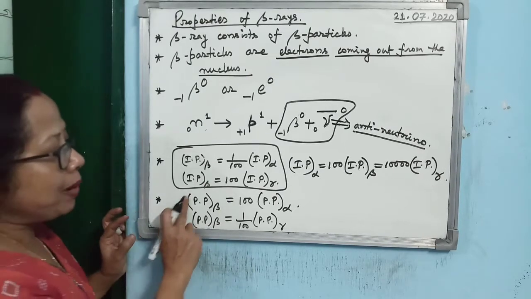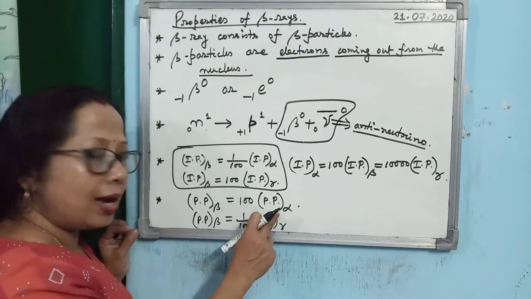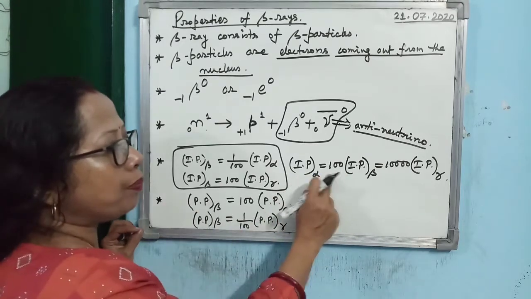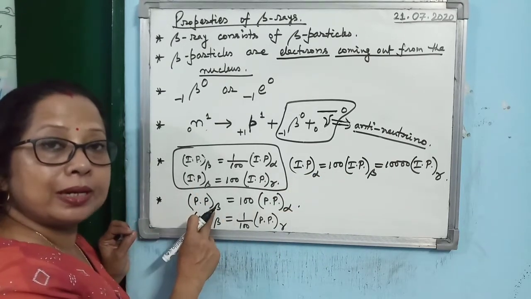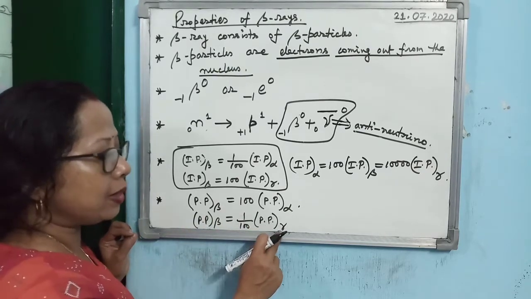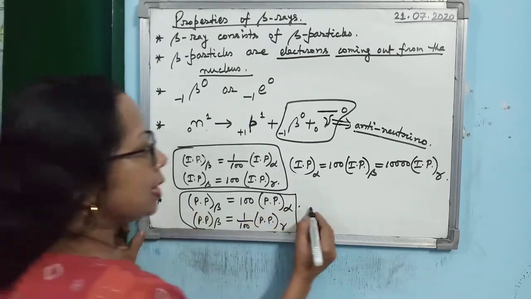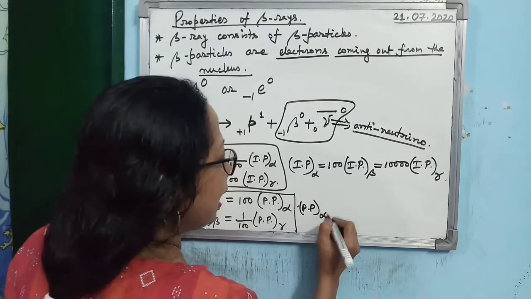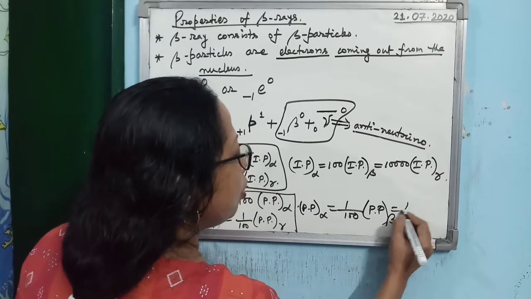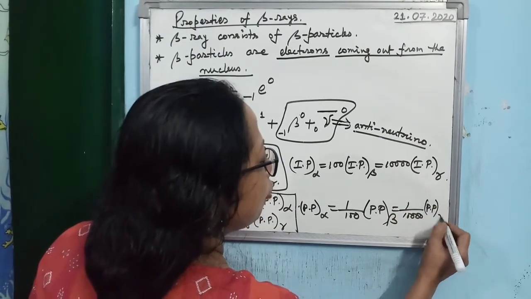And the penetrating power of beta is more than that of alpha, 100 times more than that of alpha, because the ionization power of beta is less. And the penetrating power of beta is 1 upon 100 times the penetrating power of gamma. Again my advice, if unable to break it like this, then remember this relation: penetrating power of alpha is 1 upon 100 times the penetrating power of beta, and 1 upon 10,000 times the penetrating power of gamma.